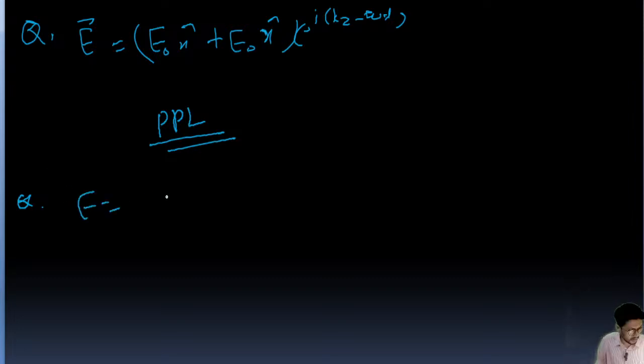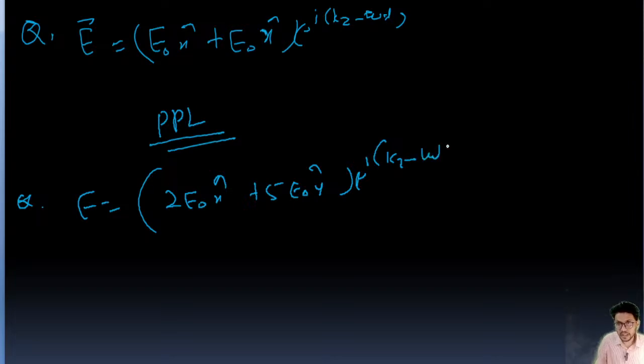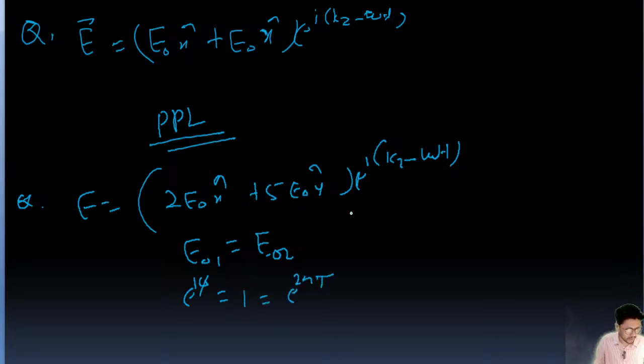Next question is E equal to 2 E naught x cap plus 5 E naught y cap, e to the power iota (kz minus omega t). Here also you can see E naught 1 is not equal to E naught 2, this is different. And e to the power i phi equal to 1, a value we know, e to the power 2n pi, so phi is going to be pi, 2 pi, 4 pi, and this is not equal. So it means this is plane polarized light.